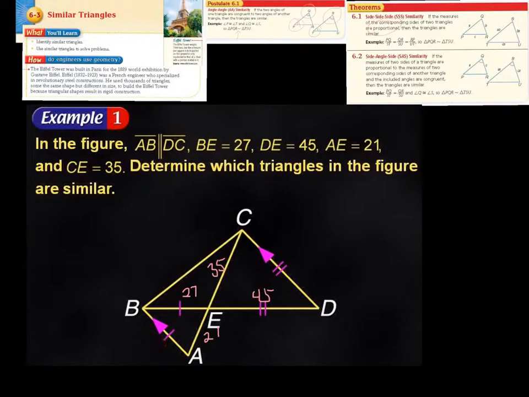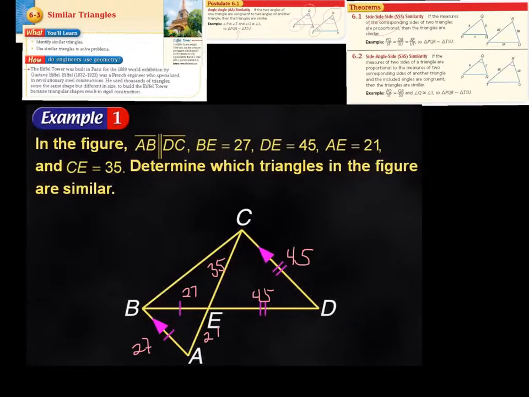AB is parallel to CD, and I marked that BE is 27, and since BA is congruent, that would be 27 also. And DE is 45, so that would be 45 also, since they marked that congruent. And AE is 21, and CE is 35. Determine which triangles in the figure are similar.